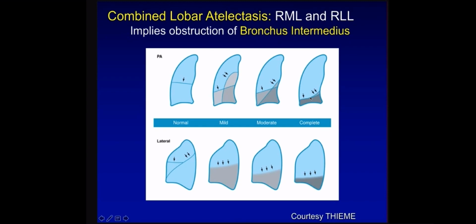And I'll close with this combined pattern of both middle lobe and right lower lobe atelectasis. And you don't see this that often, but when you do, it really points directly to the bronchus intermedius, because both of these lobes, the middle and the right lower, are supplied by the bronchus intermedius. And you're going to see progressive development of this band of increased density from medial to lateral on the frontal view, and from anterior to posterior on the lateral view.